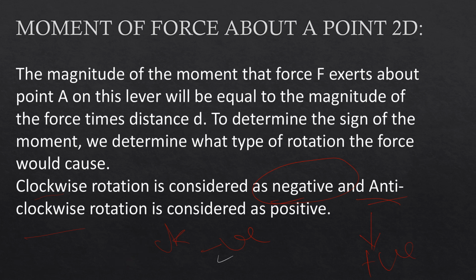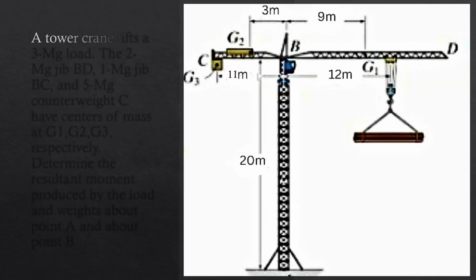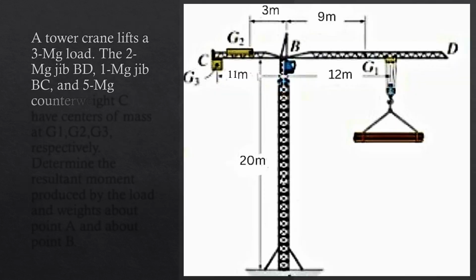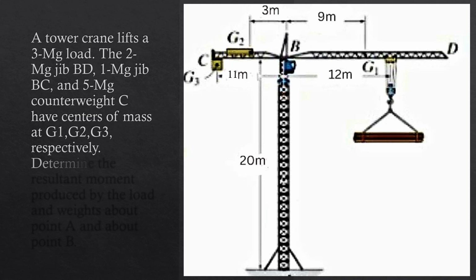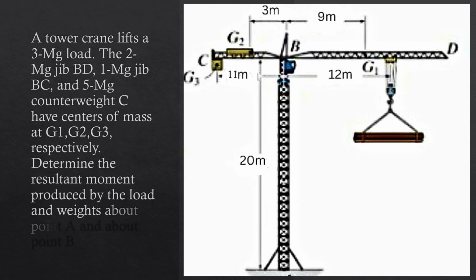To understand more about this moment, let us jump into a question. So here's the question. It is given that a tower crane lifts a 3 mg load. The 2 mg BD, 1 mg BC, and 5 mg counterweight C have centers of mass at G1, G2, G3 respectively. So there is something different over here.